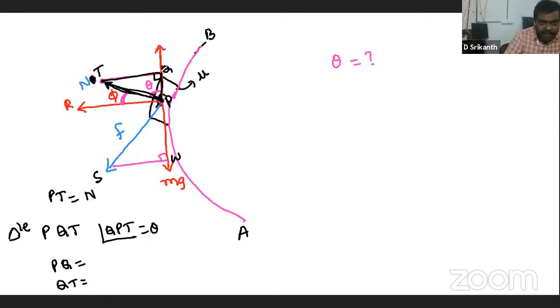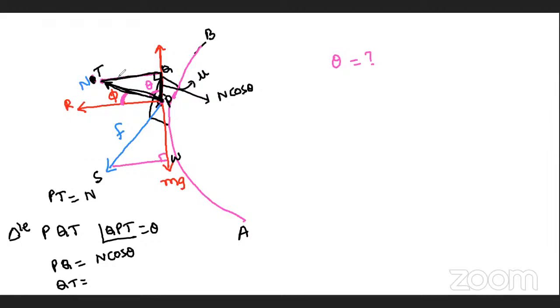So what will be the value of PQ? PQ is N cos theta. And QT is N sin theta.